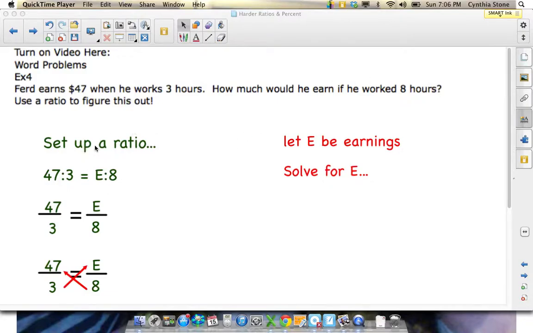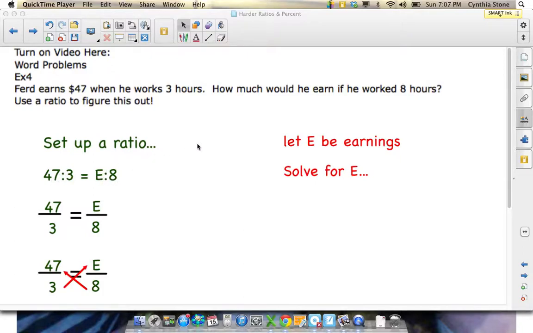Okay, so you set up a ratio. The important thing when you set up your ratio here, and notice, by the way, I'm calling E his earnings for 8 hours, I'm saying dollars, colon, hours. That means E has to be dollars, and this has to be the hours. So you have to write it in the same order: 47 to 3 equals E to 8. I couldn't write 8 to 3.